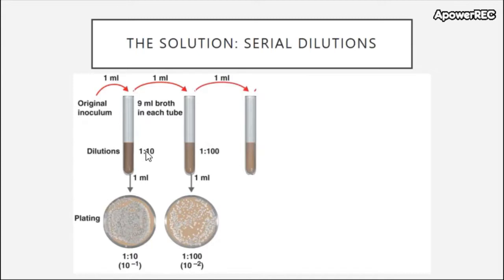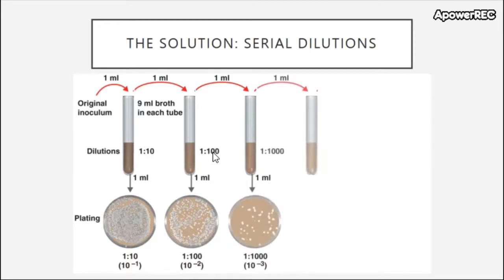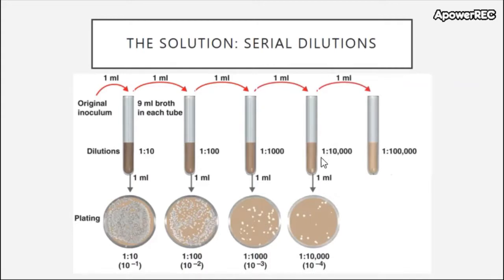So as you can see, we can go from a 1 to 10 dilution to a 1 to 100 dilution, to a 1 to 1,000 dilution, a 1 to 10,000 dilution, and then our last one was a 1 to 100,000 dilution.